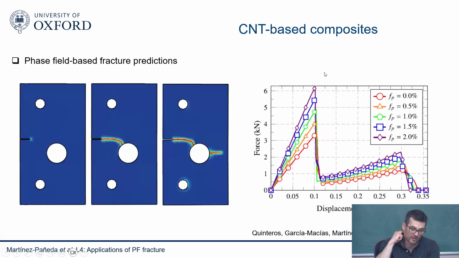We then incorporate the phase field. You can see this is a classic example where you have a plate with a hole, and you see how the phase field, eventually the crack sees the hole, is attracted to the hole, and then eventually grows from the other side of the hole.